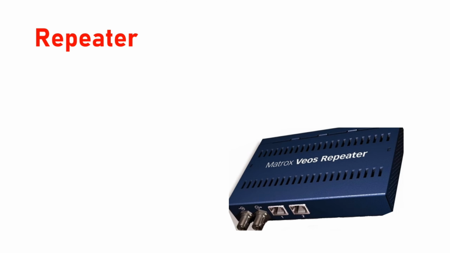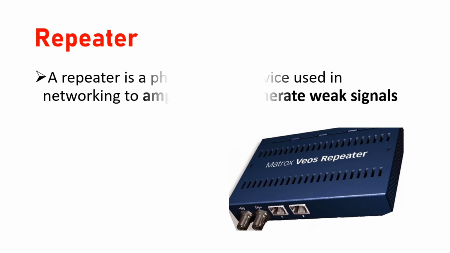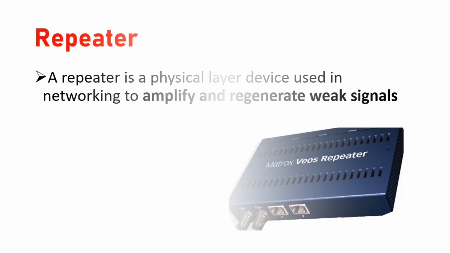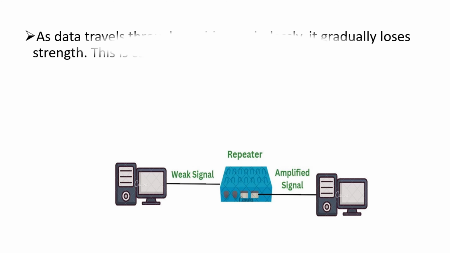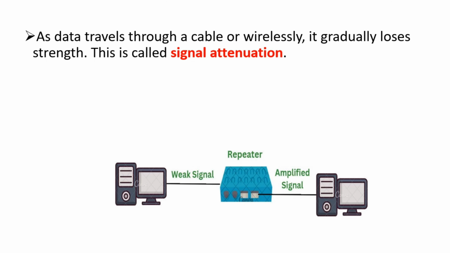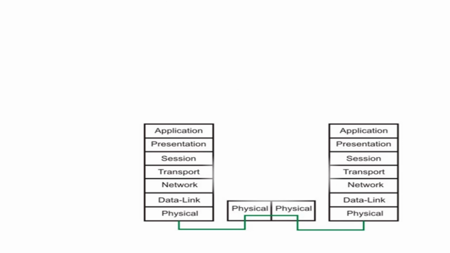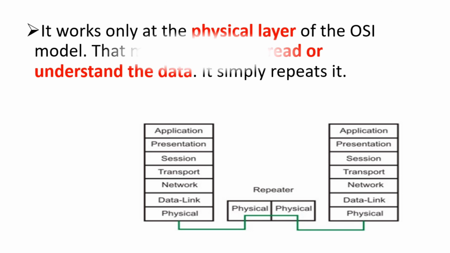So, what exactly is a repeater? A repeater is a physical layer device used in networking to amplify and regenerate weak signals. As data travels through a cable or wirelessly, it gradually loses strength. This is called signal attenuation. The repeater receives the weak signal, restores it to its original strength, and then retransmits it. It works only at the physical layer of the OSI model. That means it doesn't read or understand the data, it simply repeats it. You can think of it like someone repeating your message loudly across a long hallway so others can hear it.